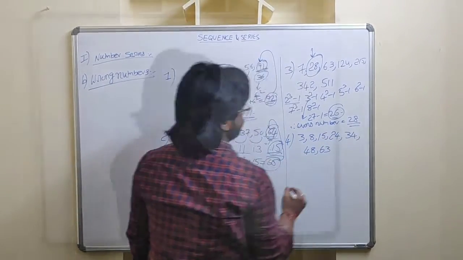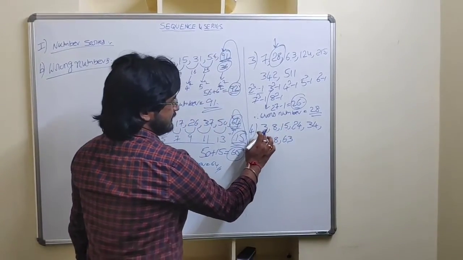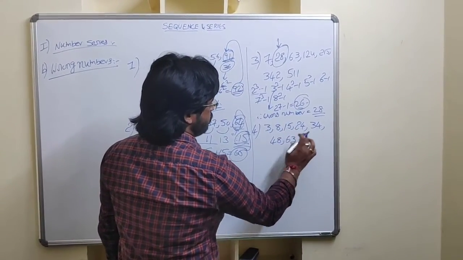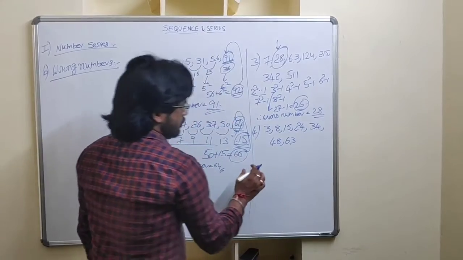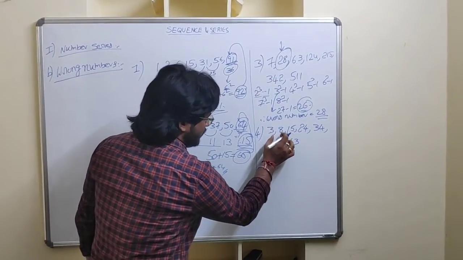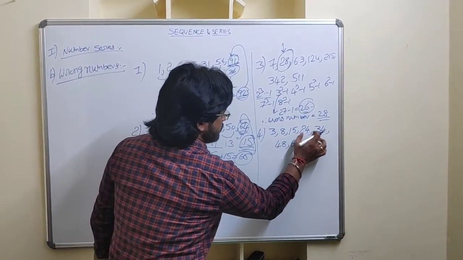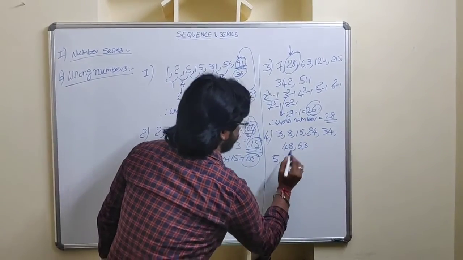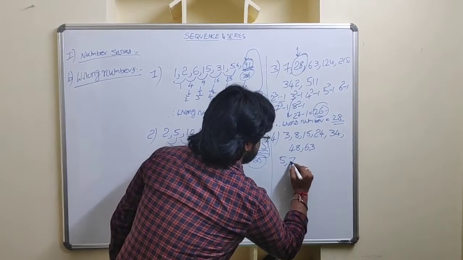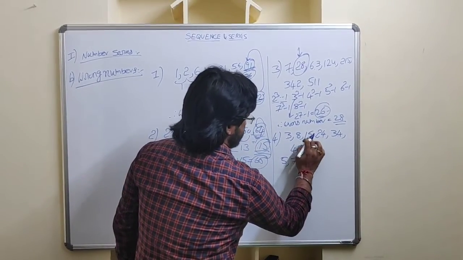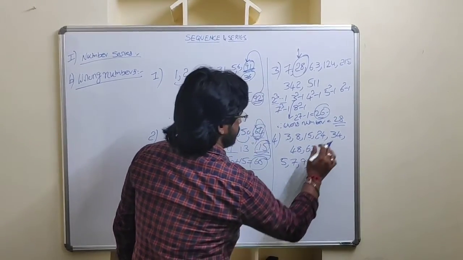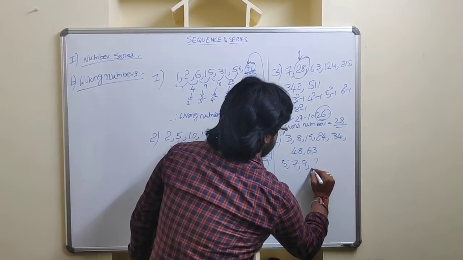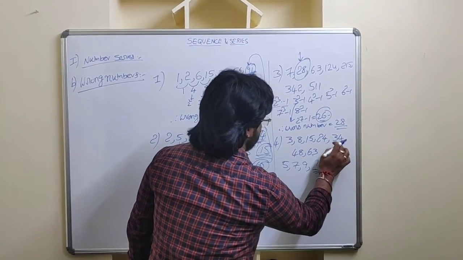The fourth question is 3, 8, 15, 24, 34, 48 and 63. Here, when you take the difference between these numbers, 8 minus 3 you will get 5, 15 minus 8 you will get 7, 24 minus 15 you will get 9. But here you get some 10. Leave this one.